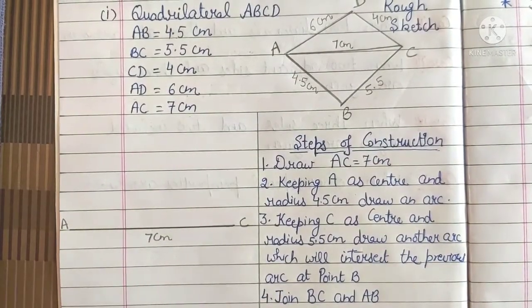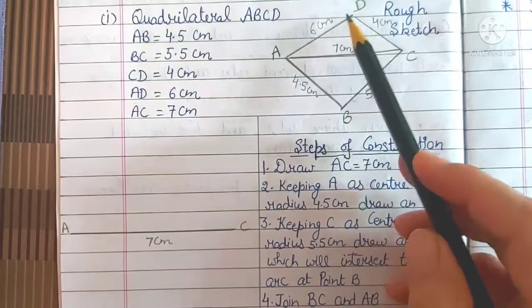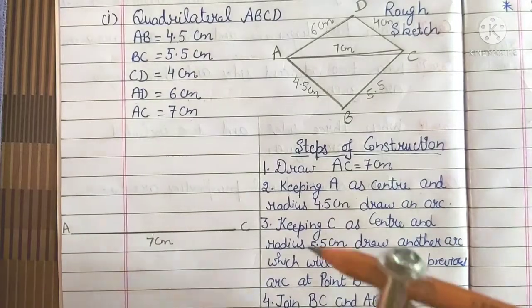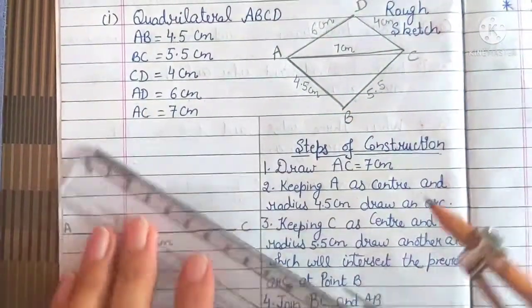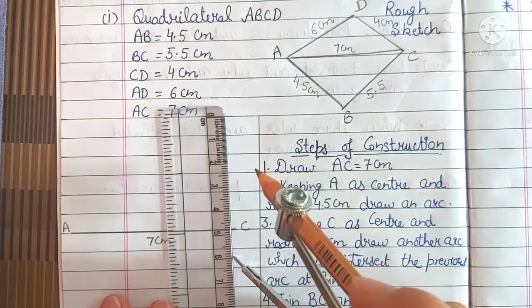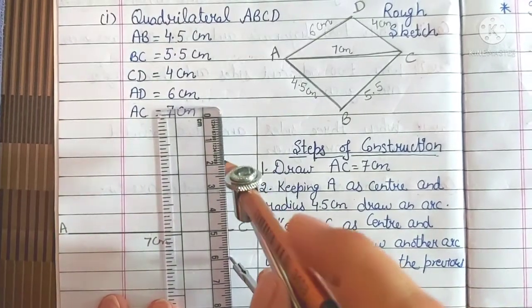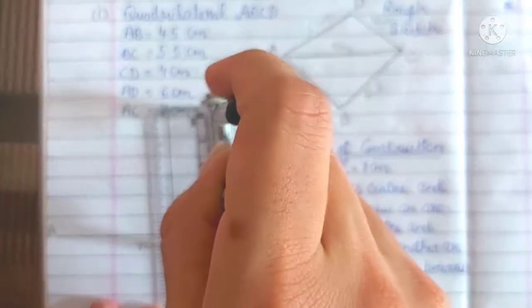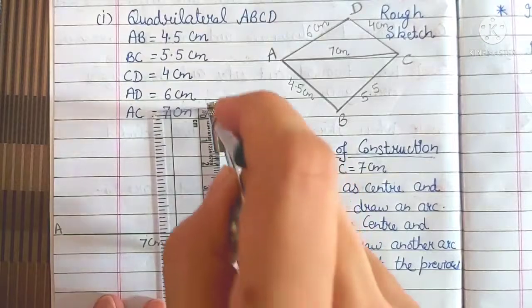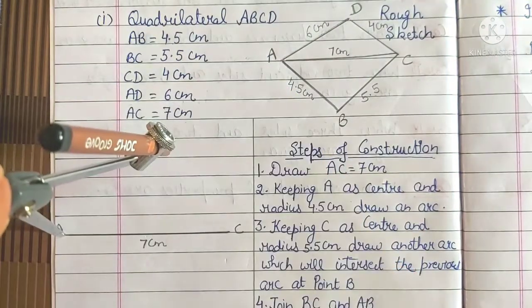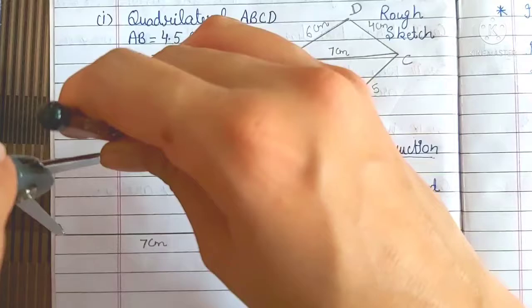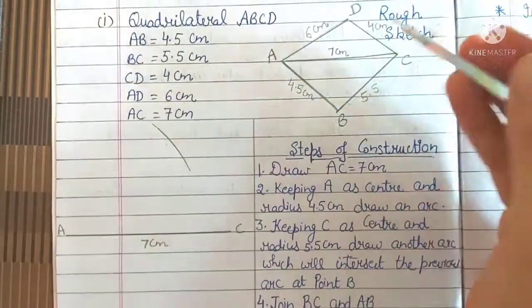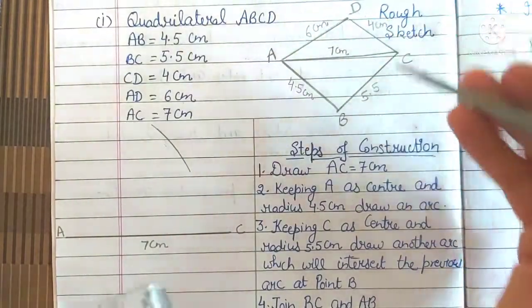Now in the next step I want to draw a line of 6 centimeter, that is AD. For that we require a compass. We will open the compass to 6 centimeter, means we will take radius 6 centimeter. I'll keep the compass on point A and I'll mark an arc like this.